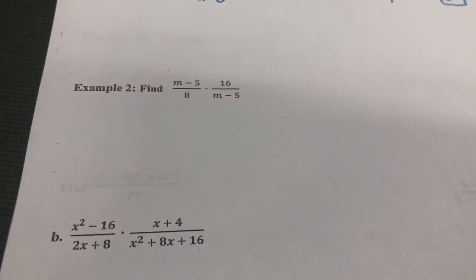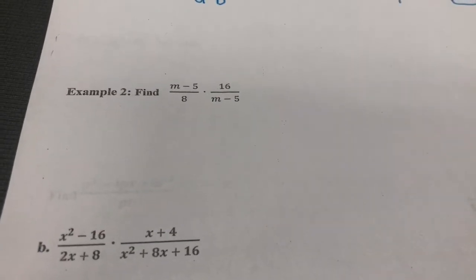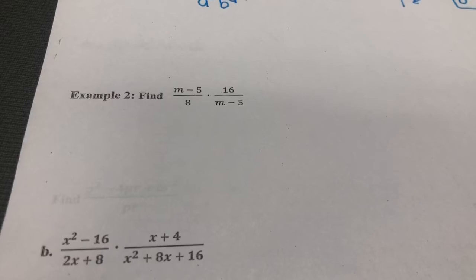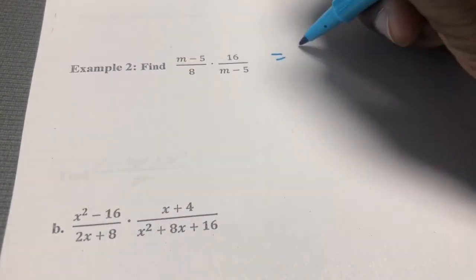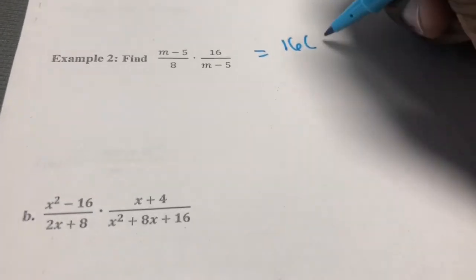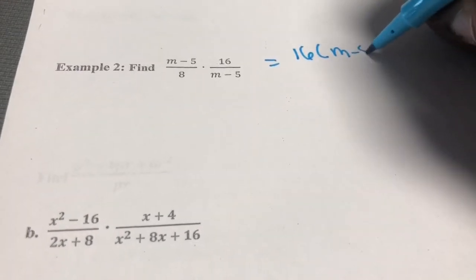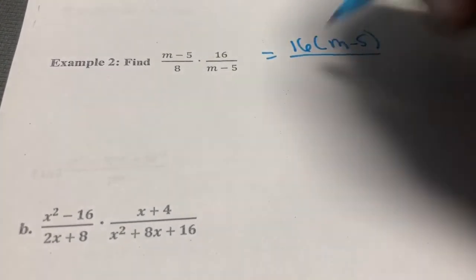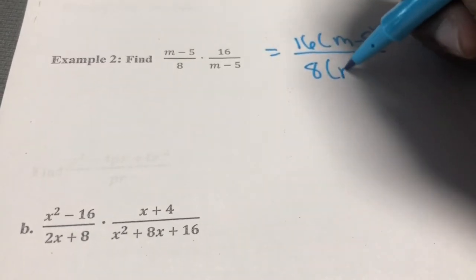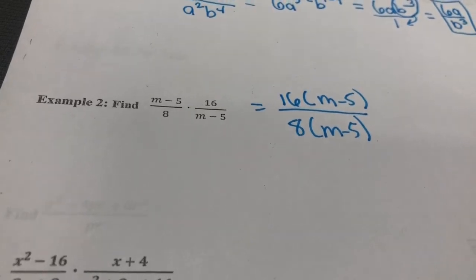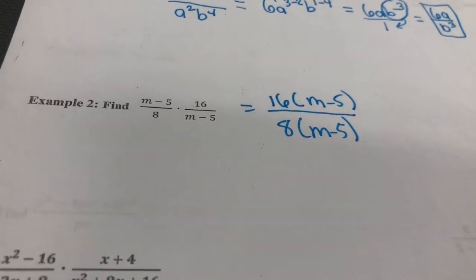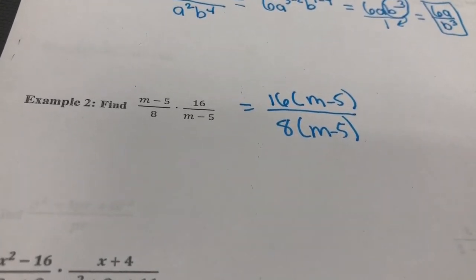All right, so here we're multiplying (m minus 5) over 8 times 16 over (m minus 5). When I multiply my numerator, I'm gonna leave that 16 outside, so I have 16 times (m minus 5) in the top. Then on the bottom, I have 8 times (m minus 5). I'm not gonna distribute that 16 or that 8 because then I'm gonna end up having to pull it back out because it's gonna be the GCF.